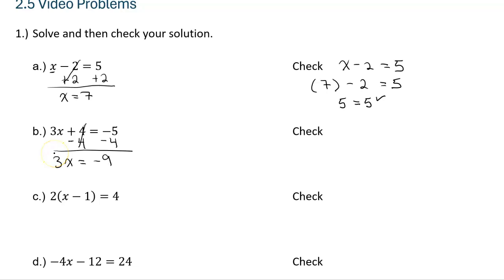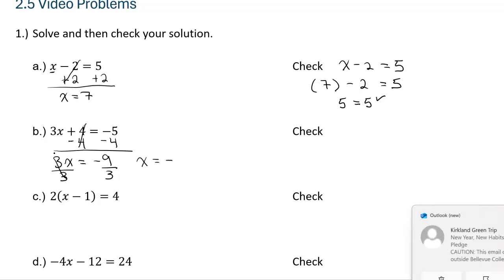Now I need to get that 3 away. Well, that says 3 times x. So to cancel multiplication, I have to divide. So I divide both sides by 3. So x equals negative 3. All right. And now we go and check.